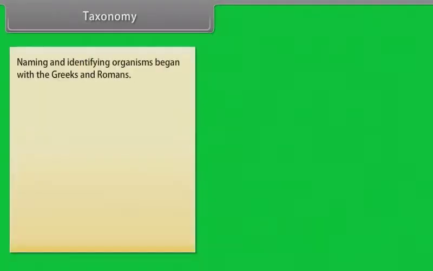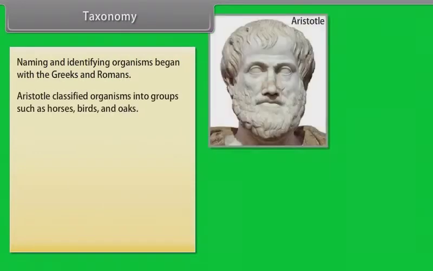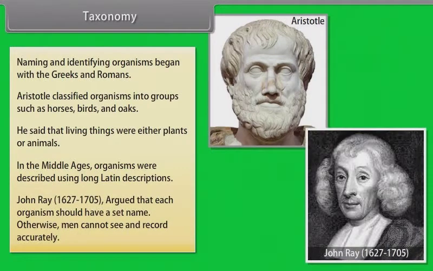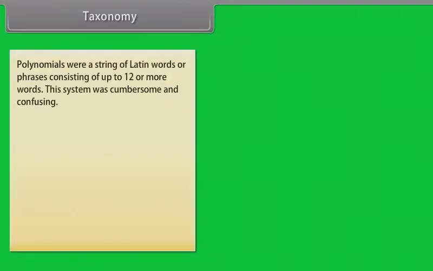Taxonomy. Naming and identifying organisms began with Greeks and Romans. Aristotle classified organisms into groups such as horses, birds, and oaks. He said that living things were either plants or animals. In the Middle Ages, organisms were described using long Latin descriptions. John Ray, 1627 to 1705, argued that each organism should have a set name, otherwise men cannot see and record accurately. Polynomials were a string of Latin words and phrases consisting of up to 12 or more words. This system was cumbersome and confusing.